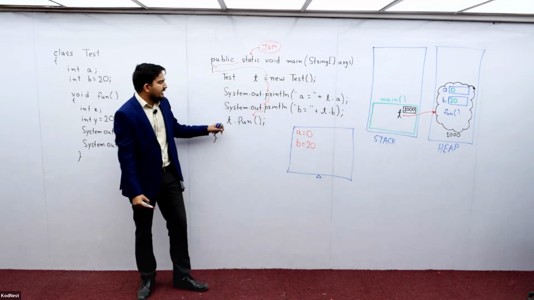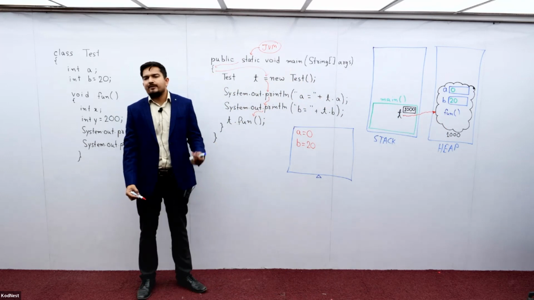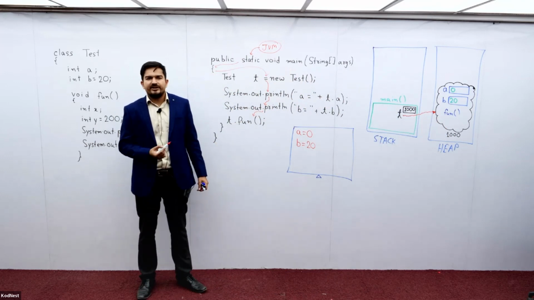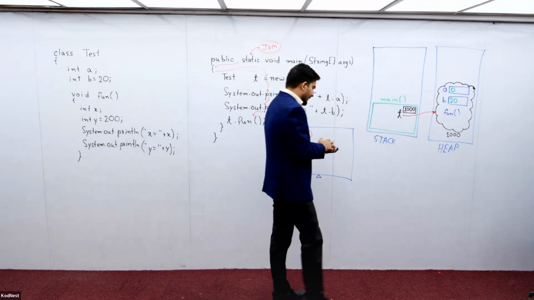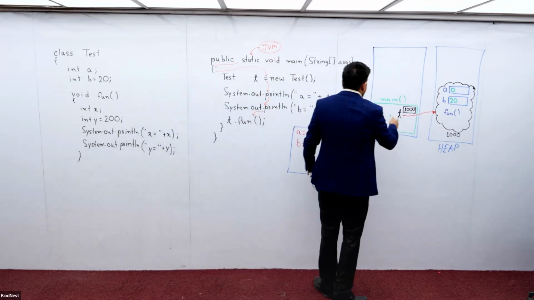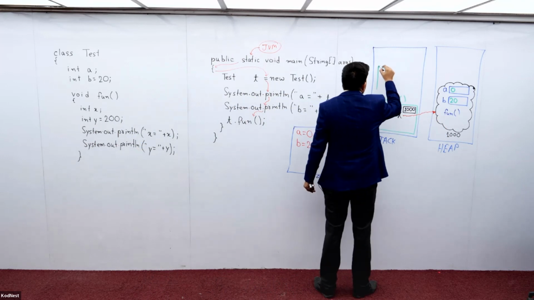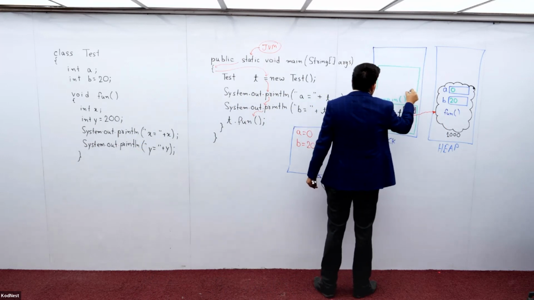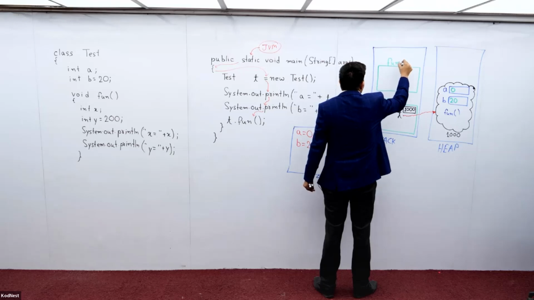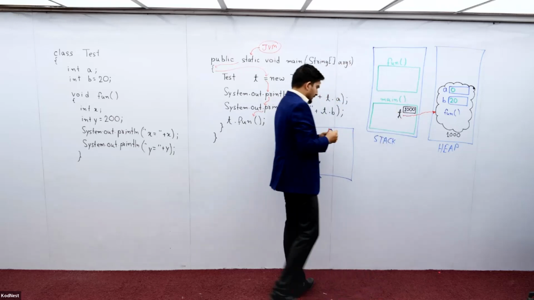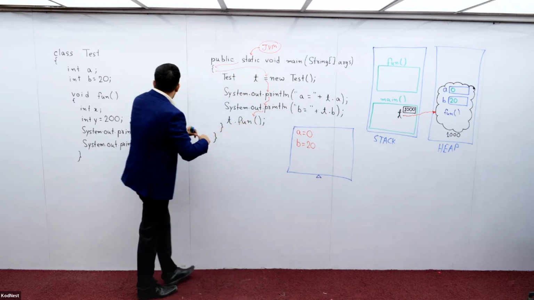What are we doing? T dot fun. We are calling a method. Whenever a method is called in Java, what happens? Its stack frame gets created on the stack segment. So on the stack segment, one more stack frame will be created. This is the stack frame for a method called fun. Control from here will be going to the fun method.